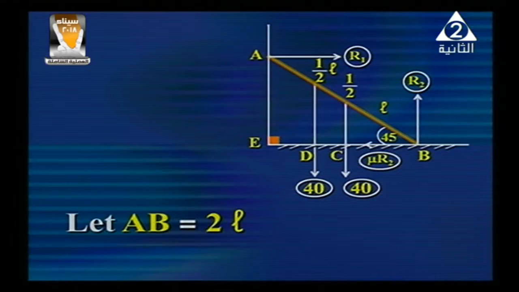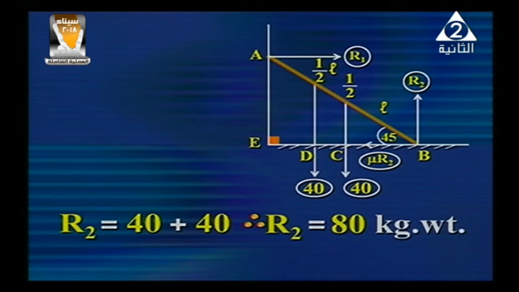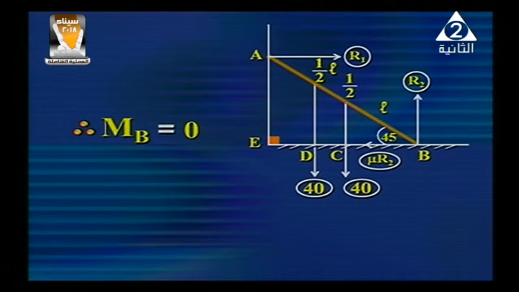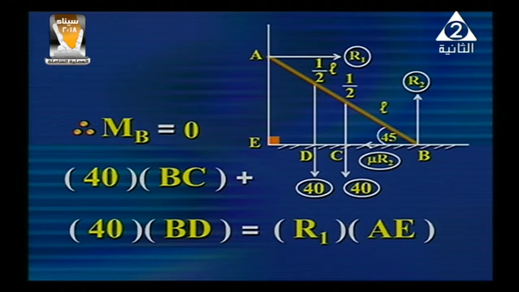Solution. Look at AB equals L. We have R1 at point A equals mu R2. This is the first equation of equilibrium. R2 equals the sum of 40 plus 40 equals 80. Then by substitution in moment at point B equals 0, how many forces do we have? 3 forces. The first: 40 times BC plus 40 times BD equals R1 times AE.